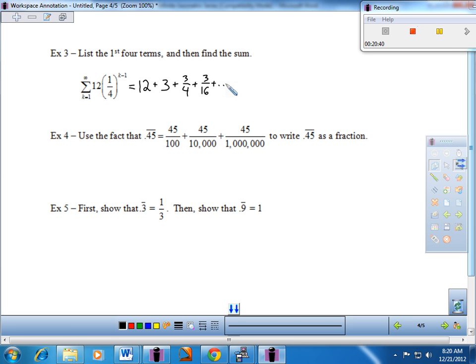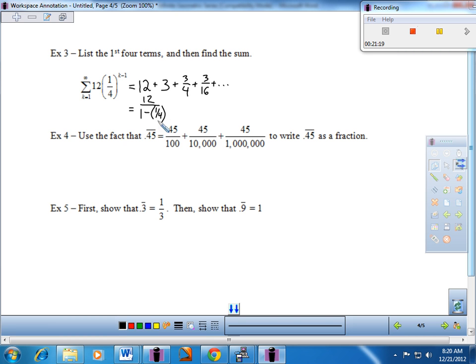If you just look numerically, 12 plus 3 is 15, plus 3/4 is 15 3/4, plus this makes it a little larger. So I'm fairly close to 16 already just in the first 4 terms. Well, let's see how this plays out. Again, this is just for me to get a numerical basis, but when I ask you to find the sum, it's going to be this simple. I'm going to write it right below here: take the first term over 1 minus 1/4.